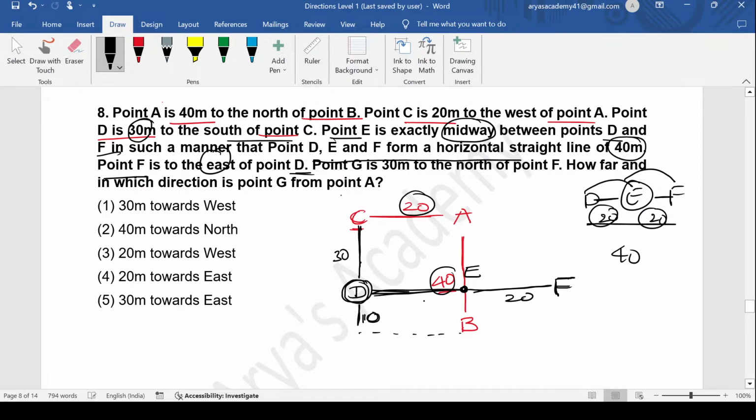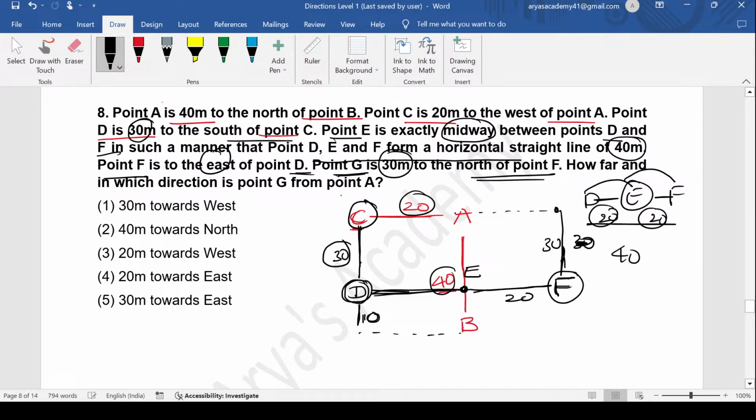So hope you are getting me. Okay. And point G is 30 meters. Point G is 30 meters north of point F. See, F is here. If I go north, I have to go this way. You already know that this is 30. So if I go 30, I'll be exactly here, right?